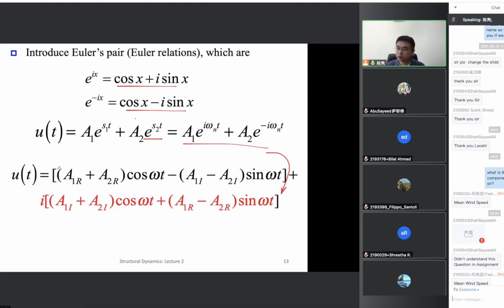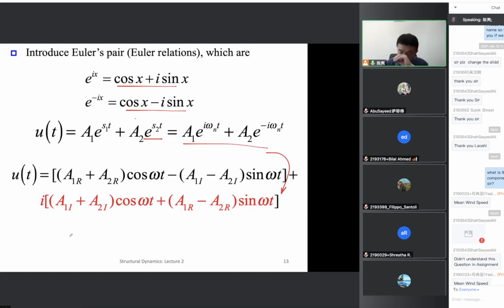Which means, how can we make this mathematical expression describe the real physical phenomenon? Can anyone give me an idea? Because we have this part here, which is not complying with the real phenomenon. Because the free vibration really exists. It's a real thing. But you have an imaginary part here.